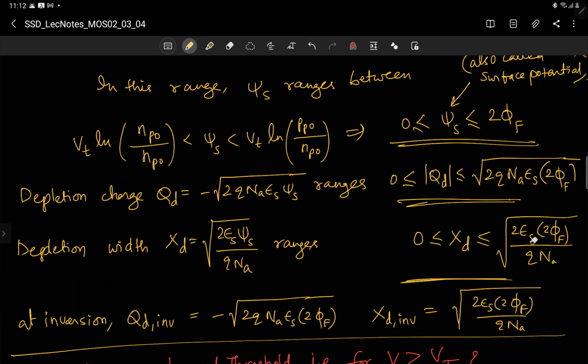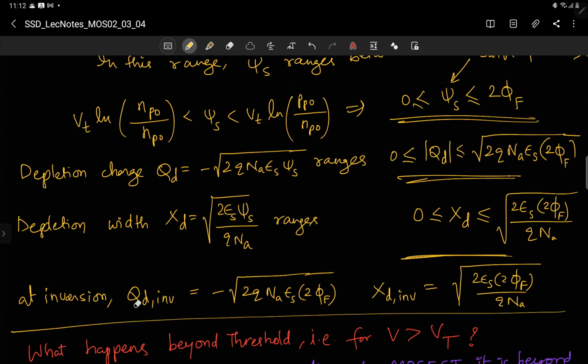And at inversion, or instead of at inversion, I call it threshold, or at the onset of inversion. I should either call it at the onset of inversion or at threshold. So at threshold, what do I have? Qd is Qd inversion, which is this right side limit, and xd inversion is this right side limit. So this is what I have.